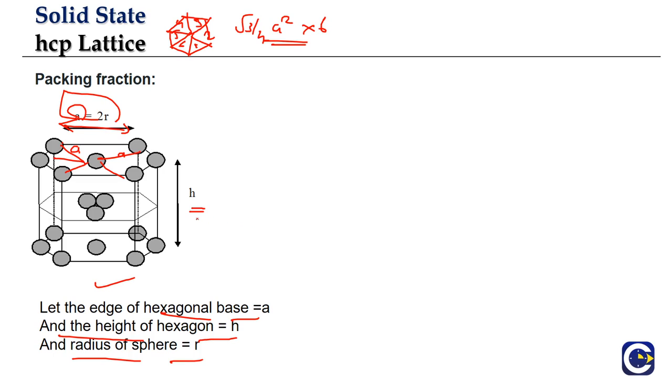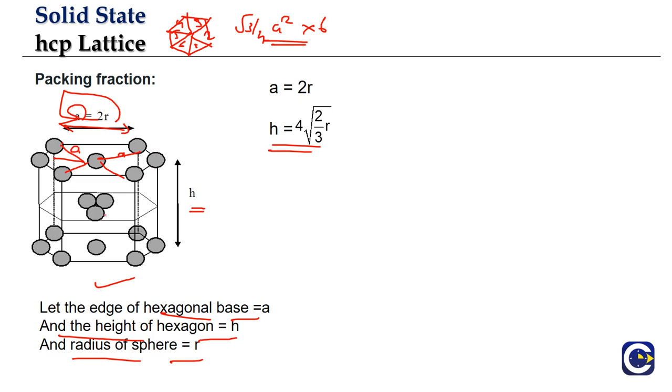Here the derivation will be confined to a partial method. The relation between a and r is clearly established: the value of a will be equal to 2r. And the value of h, we can derive based upon the method of closing, or arrangement, of these particles to form the HCP.